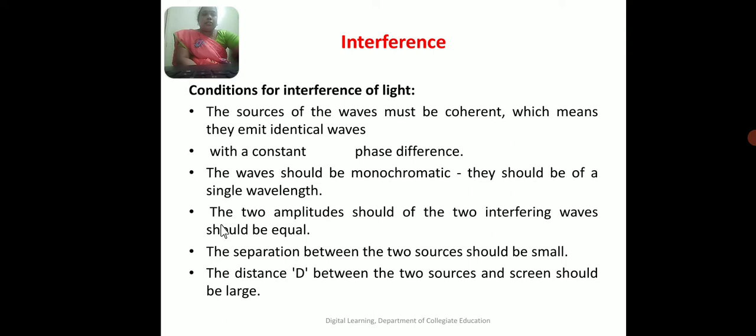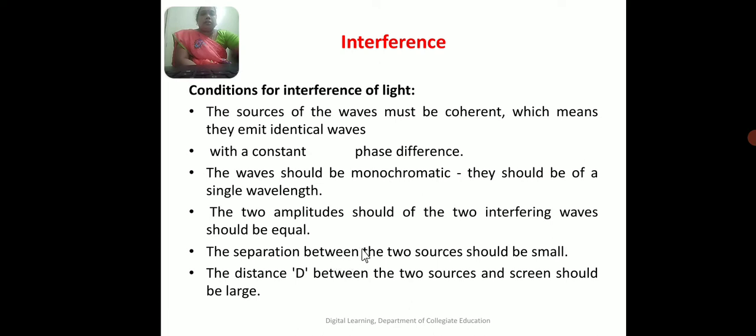One more condition is that the amplitudes of the two waves which are going to interfere must be equal, or nearly equal. Then the separation between the two sources should be small. Separation between two sources means separation between two coherent sources.